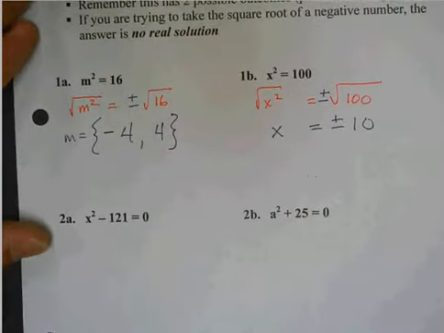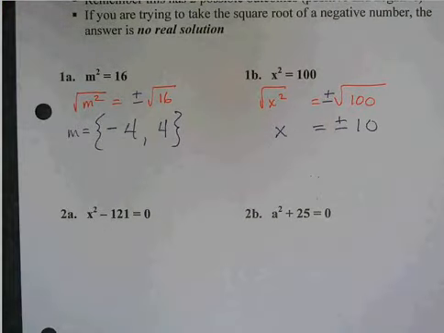Now, moving down to 2a and 2b. What's different about them? What do you notice that's different on 2a and 2b versus 1a and 1b? Okay, they have equal 0. Okay, so the idea is they're not equaling a number, they're equaling 0.